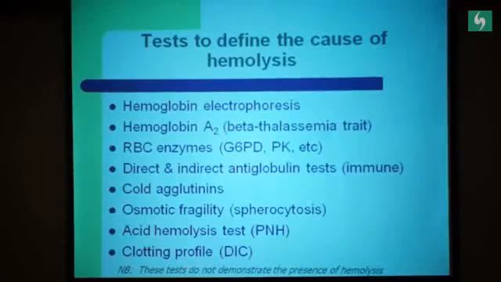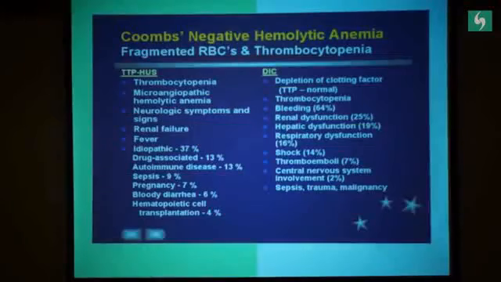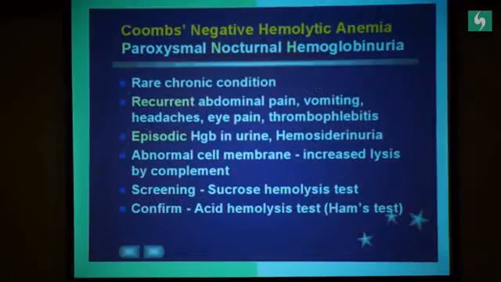Now Coombs positive hemolysis does happen. It's not such a common occurrence. It has important therapeutic implications, because in such patients we avoid blood transfusions, because any transfusion can actually trigger a hemolysis and they can actually get worse than what they were. So it could be a warm antibody or a cold antibody type of autoimmune hemolysis. Then Coombs negative has a differential of TTP, HUS and DIC. I'm not going into those details. And again, in a Coombs negative, if you are suspecting hemolysis, you should think of a rare entity called PNH, but I think that we can leave it for later.